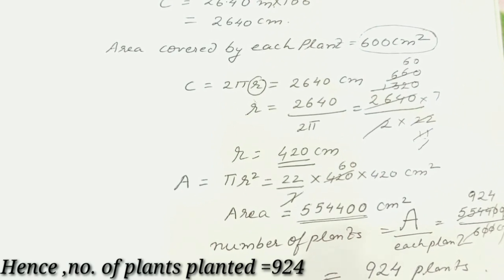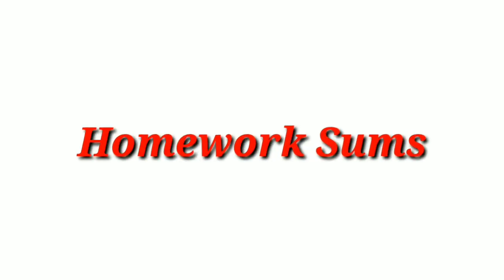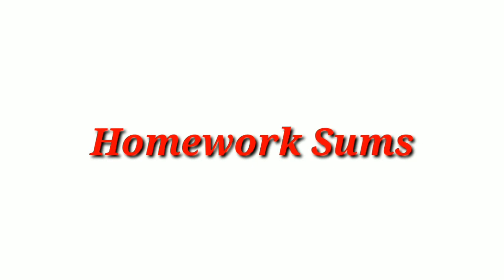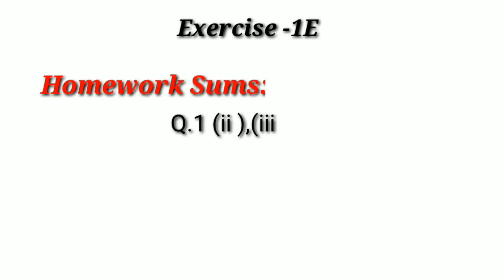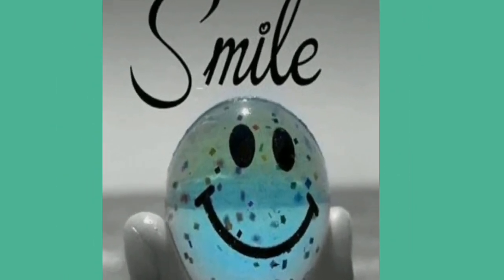With this, this exercise ends. So complete your work neatly. Now note down your homework sums, children. The homework sums are exercise 1E, question 1, second and third part, question 2 first, question number 3 first, question number 7 and question number 8 second part. Do all these sums in which copy? Classwork copy. Clear?